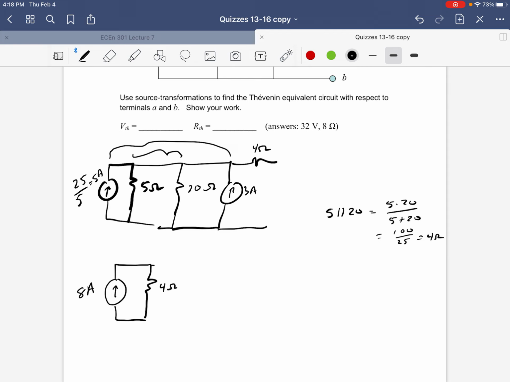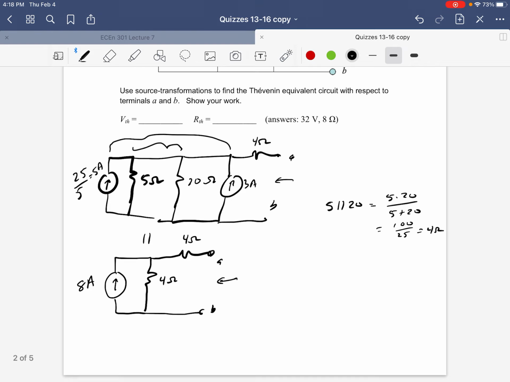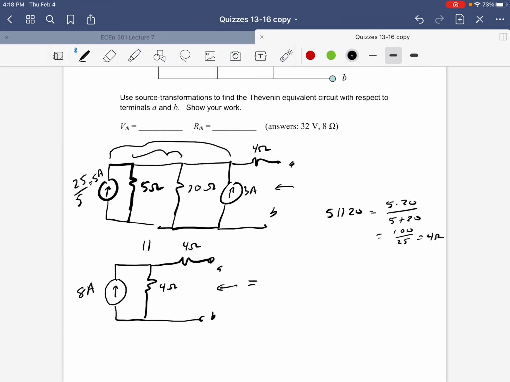So there's a 4 ohm resistor. And then we have a 4 ohm resistor here. Okay, so these are equivalent from at least the A-B perspective, A-B looking in. Okay, and we could then make this equivalent by doing another source transformation: a voltage source, our 4 ohm resistor, in series with a 4 ohm resistor. And this voltage source is going to be 8 times 4, so 32 volts.